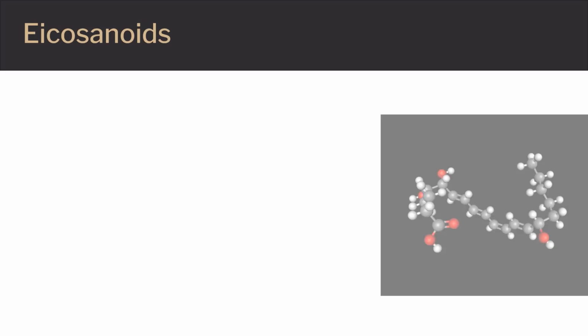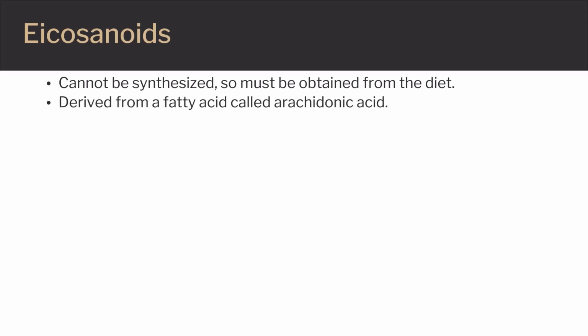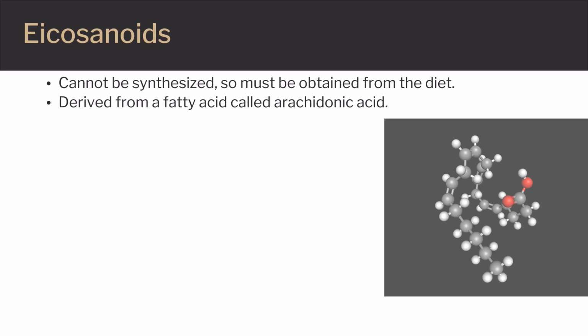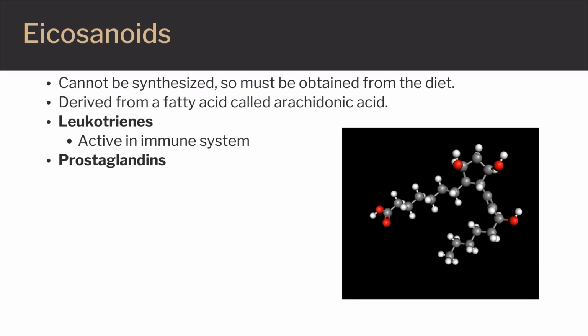Another type of lipid are the eicosanoids. These molecules cannot be synthesized by the body, so they must be obtained from the diet. They are derived from a fatty acid called arachidonic acid. Examples of eicosanoids include leukotrienes, which are molecules that play an active role in the immune system, and prostaglandins, which contain short-chain fatty acids and act as local hormones to regulate functions such as inflammation.